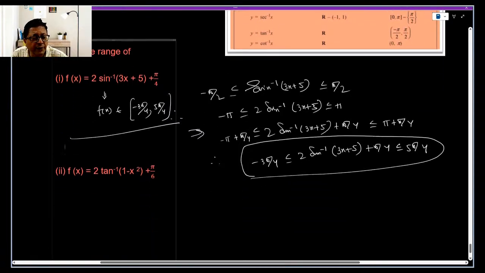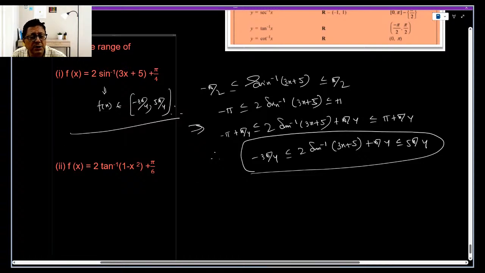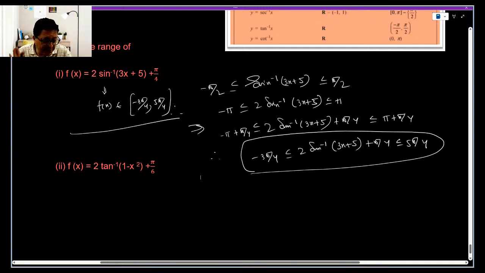Now let us go for the next one. f(x) equals 2 tan inverse of 1 minus x square plus pi by 6. Think about it first. I'll wait for your calculation. Find the range of this function. Try for 1 minute first, then I'll do. It is tan inverse of 1 minus x square. You have to take care.